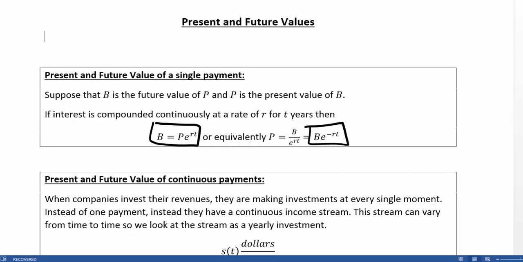However, sometimes we want to look at what happens if we're making regular payments into an account. This is especially true for companies and places that make lots of investments. So if we're making continuous payments, how does this impact our formula, and how can we adjust this to find the things that we're interested in, which are present and future value?